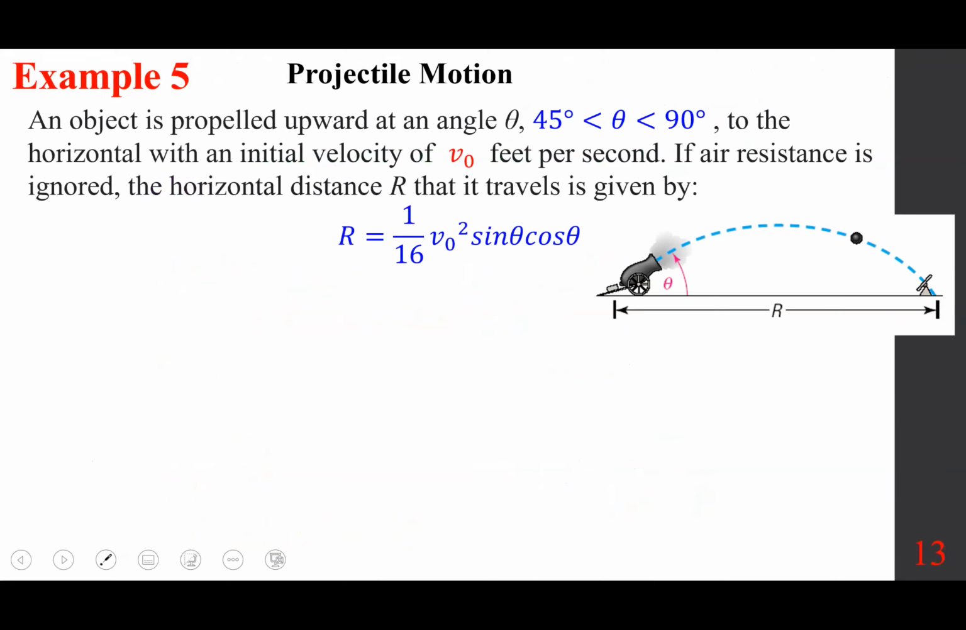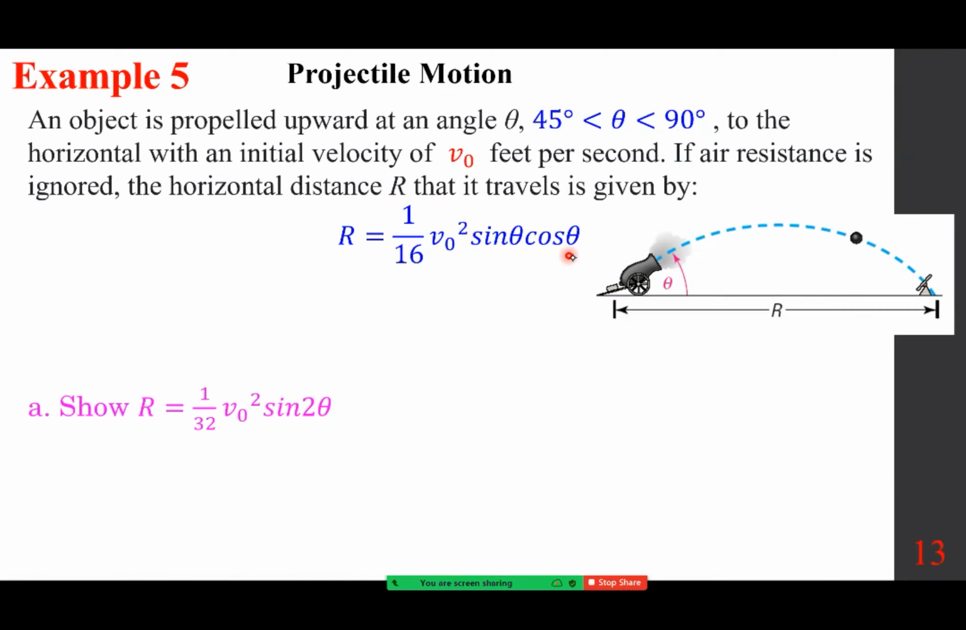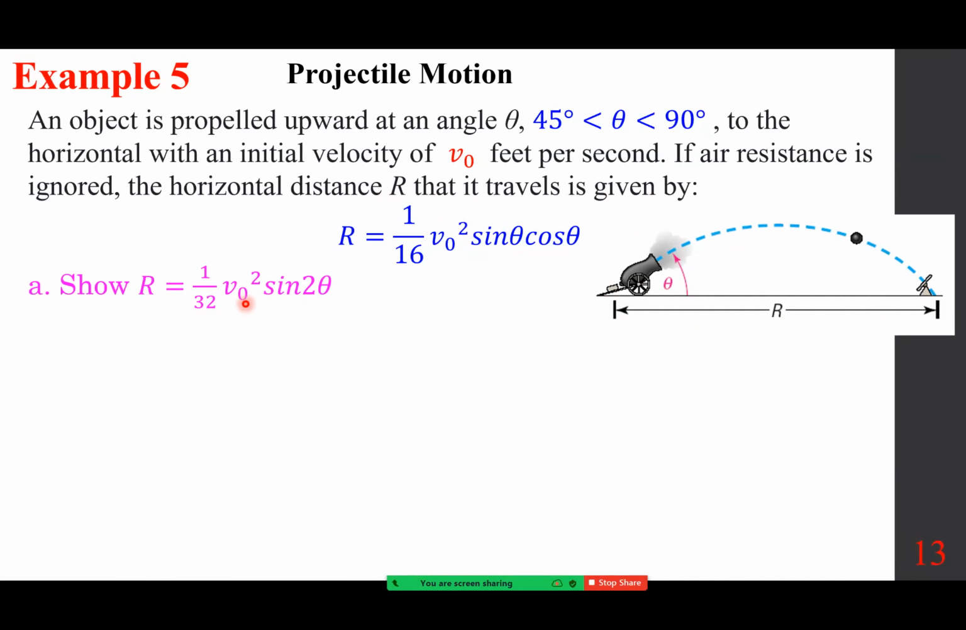An object is propelled upward at an angle of theta, which is between 45 and 90 degrees, to the horizontal with an initial velocity of v sub 0 feet per second. If air resistance is ignored, the horizontal distance R, the range it travels, is given by 1 over 16 v sub 0 squared sine theta cosine theta. Show that R can also equal 1 over 32 v sub 0 squared sine 2 theta. We want to establish that.